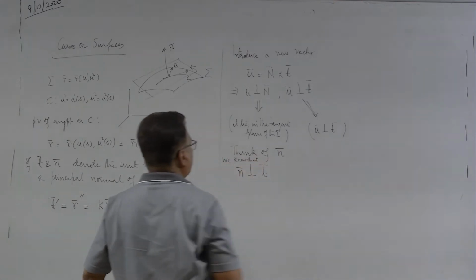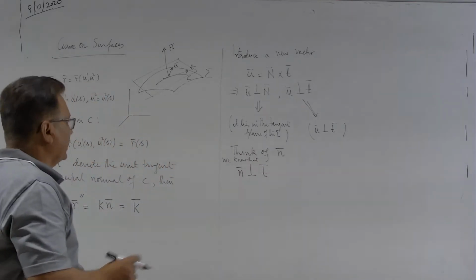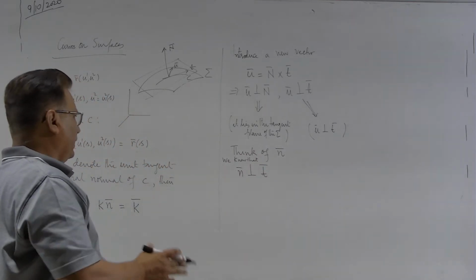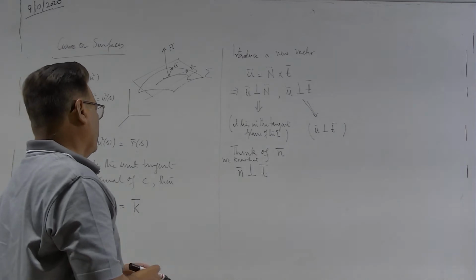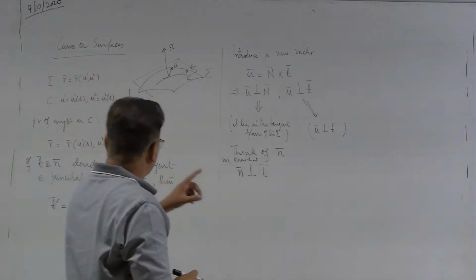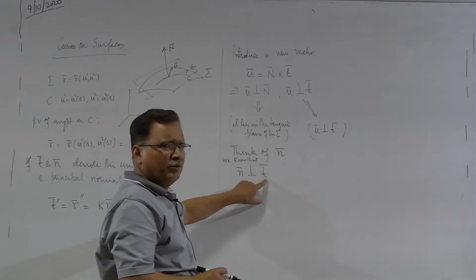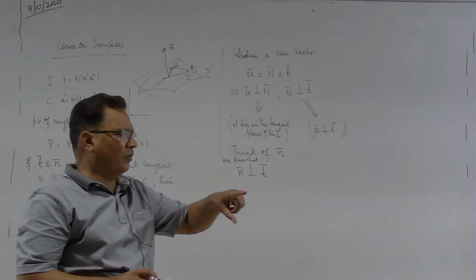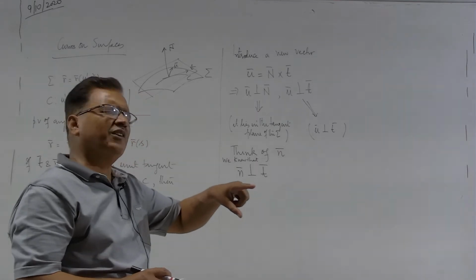That n is a vector which is perpendicular to T. It lies in the osculating plane. Osculating plane we are not going to deal with today. So, you will consider a vector which is perpendicular to T. Now, what are those vectors which are perpendicular to T?